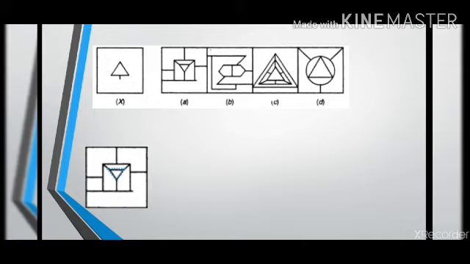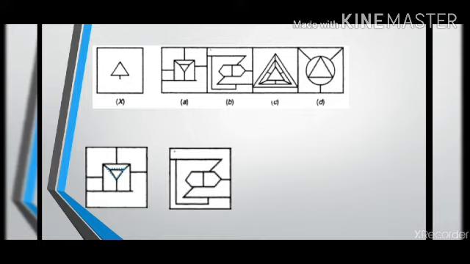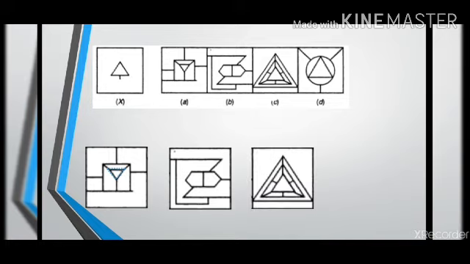In option B, now you don't see a triangle at all. There's no triangle in option B, therefore it is directly eliminated. Now in the next option C, we have a triangle as well as a small line that is attached to it. Therefore option C is the correct answer.